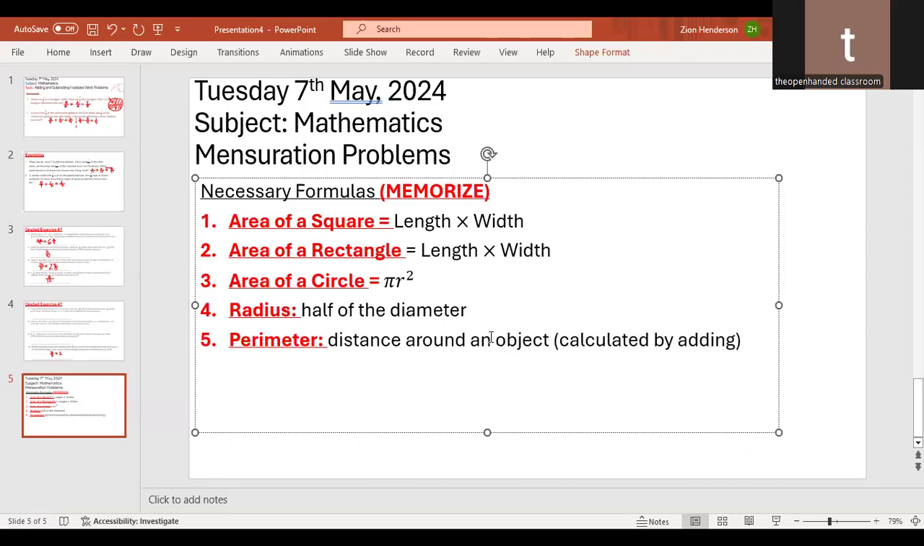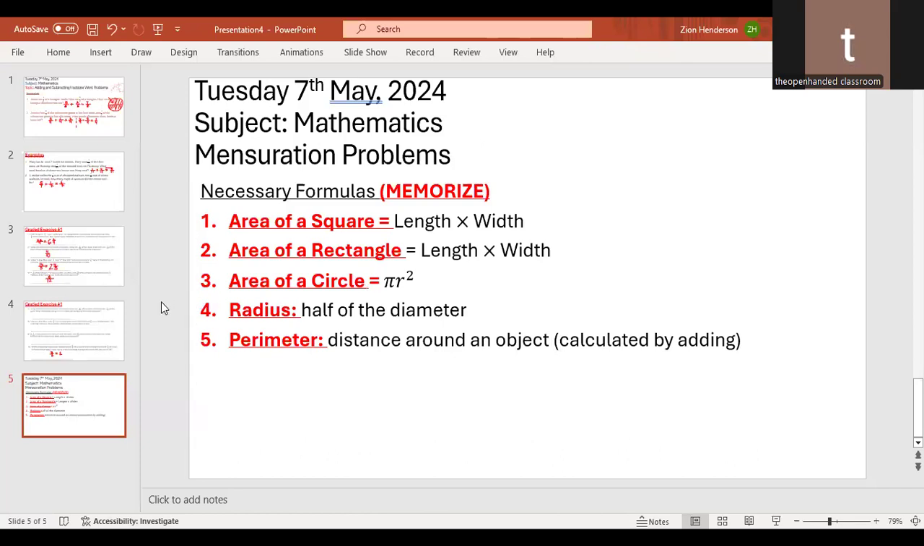So the distance around an object, thank you. Perimeter is the distance around an object, and we calculate that by adding. Okay, now that we have that, we can move on to the examples. So we know the areas of a square, rectangle, circle, radius, and perimeter. We know what they are.